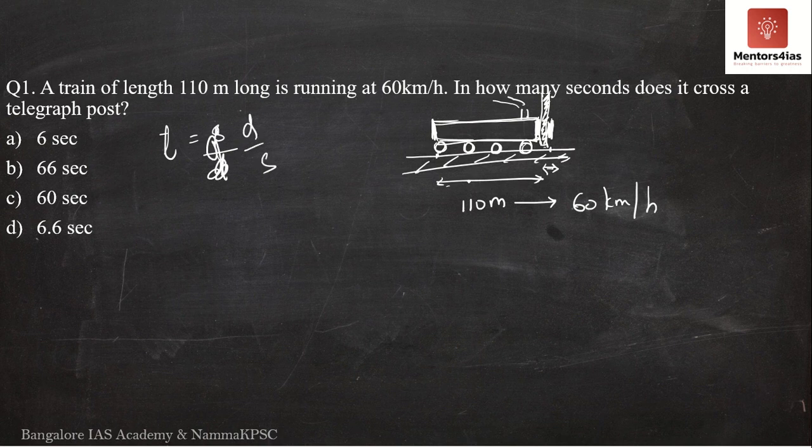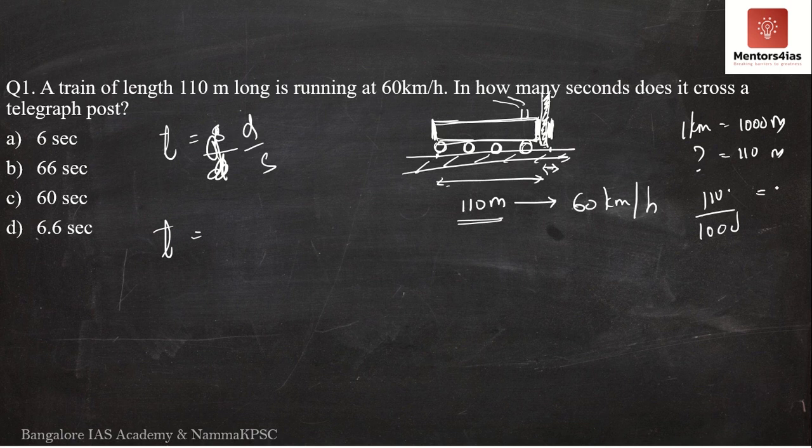We take the distance as nothing but the length of the train. So, the time taken will be nothing but distance, which is nothing but the length of the train. Here it is given in terms of meters. So 1 kilometer is equal to 1000 meters. Therefore 110 meters is equal to how many kilometers? Nothing but 110 divided by 1000, which is equal to 0.11.